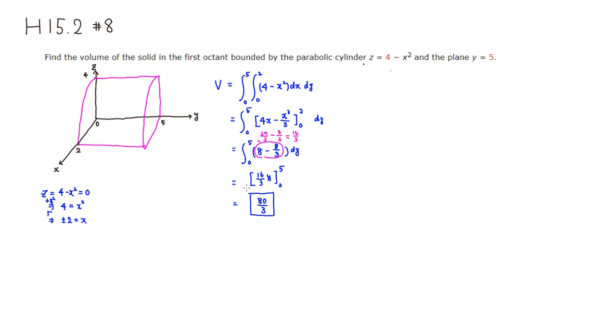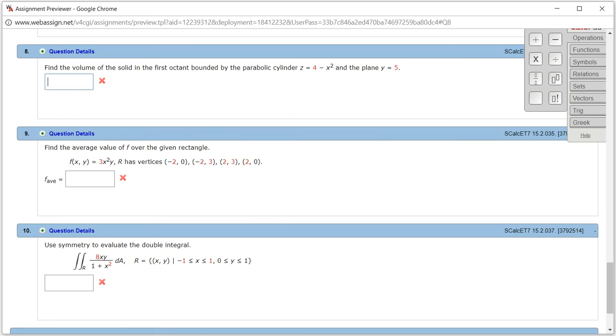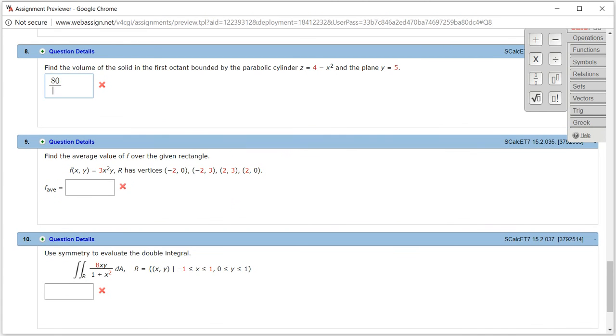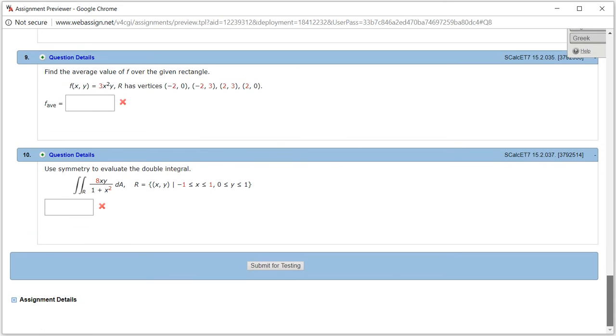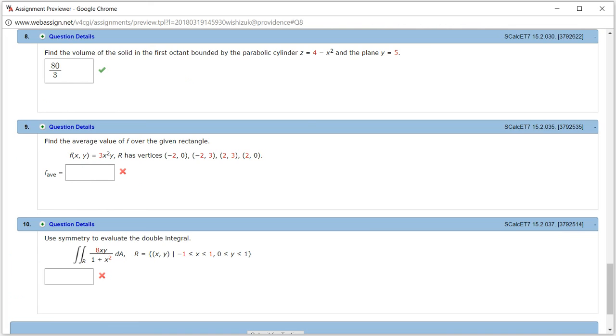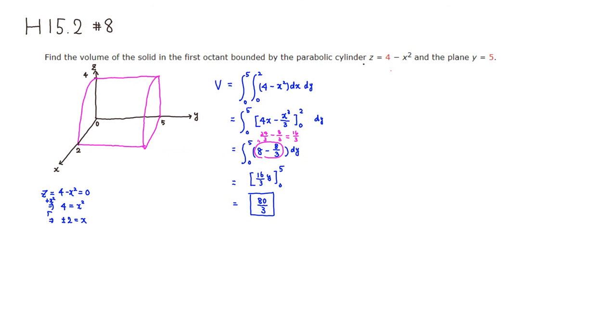Let's type it in. What we got was 80 over 3. Let's check the answer. I'm going to go down and submit for testing. It came back and looks like we got this one correctly. That's it. I hope that this was clear.